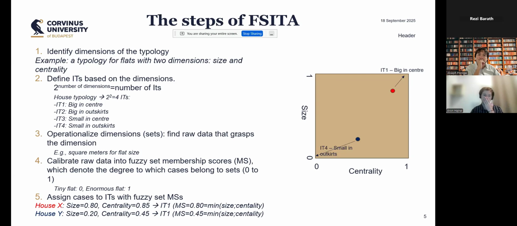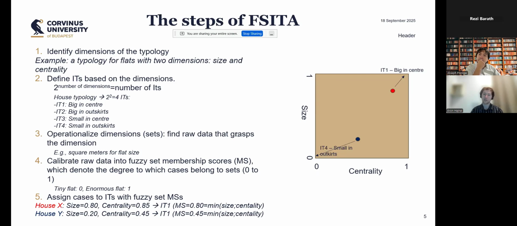In the second step, we define ideal types based on the dimensions. If there are two dimensions, then it will mean that there are 4, or 2 to the power of 2, ideal types. As on the right, you can see this graph. One dimension is the centrality, the location of the flat, and the other is the size of the flat. These two dimensions demarcate 4 ideal types: the first one is big flats in the center, second big flats in the outskirts, third small in the center and small in the outskirts.